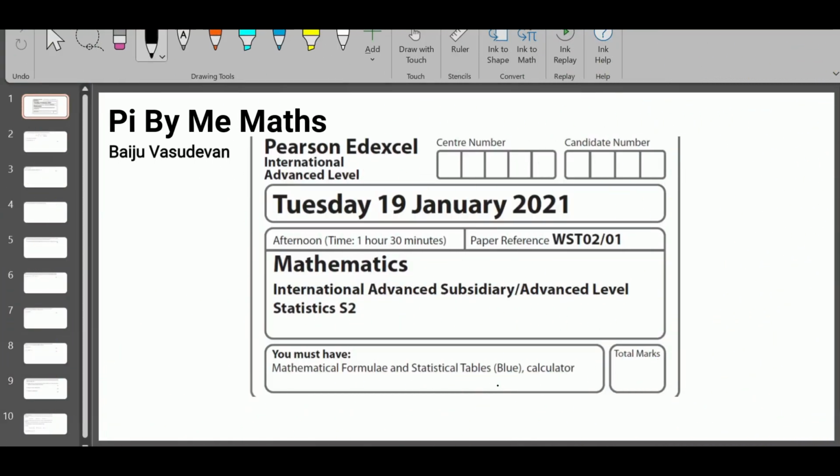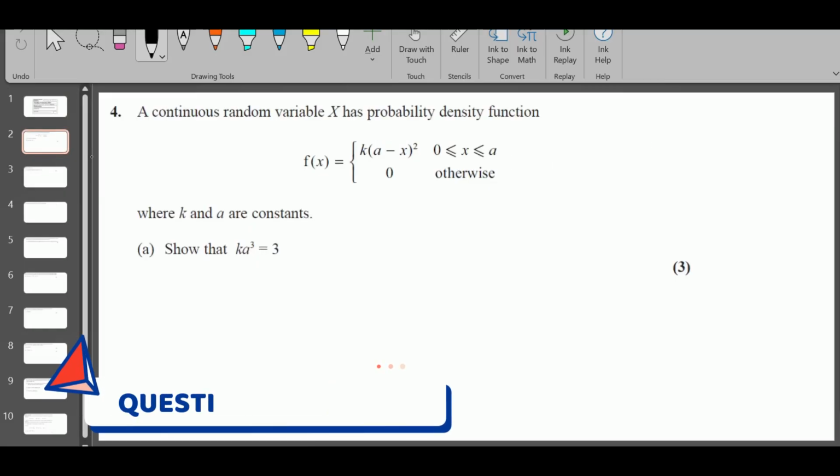This is WST02. Here we are solving the January-February 2021 Statistics 2 paper. In the previous video, we covered question numbers 1, 2 and 3. Let's look at question number 4 now.